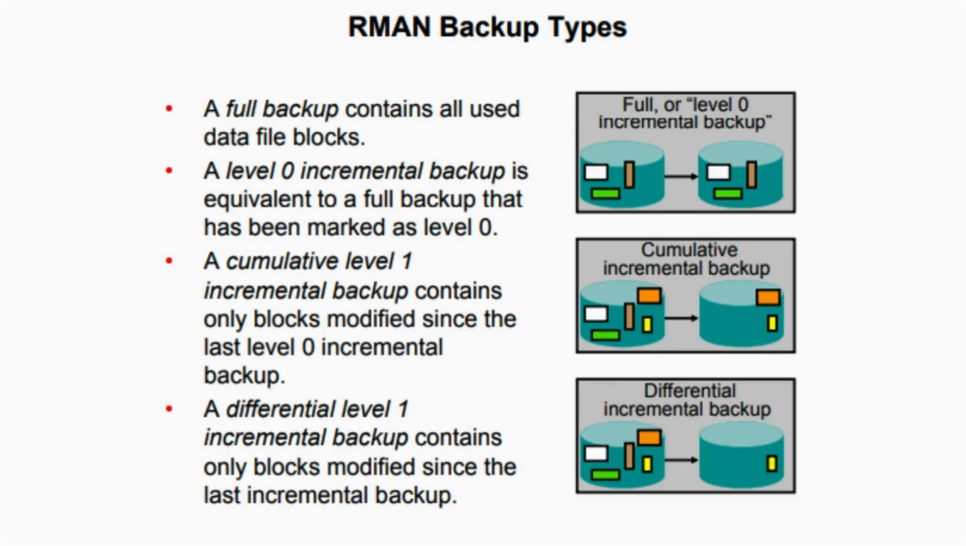Incremental backups. An incremental backup is either a level 0 backup, which includes every block in the data files except blocks that have never been used, or a level 1 backup, which includes only those blocks that have been changed since a previous backup was taken. A level 0 incremental backup is physically identical to a full backup.